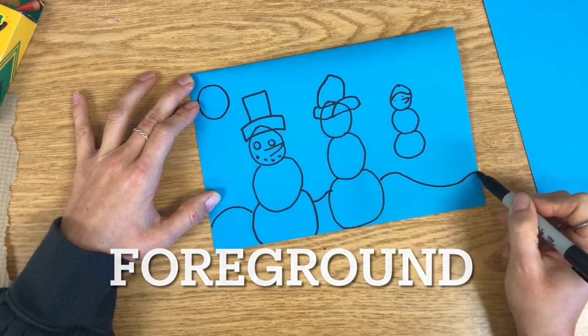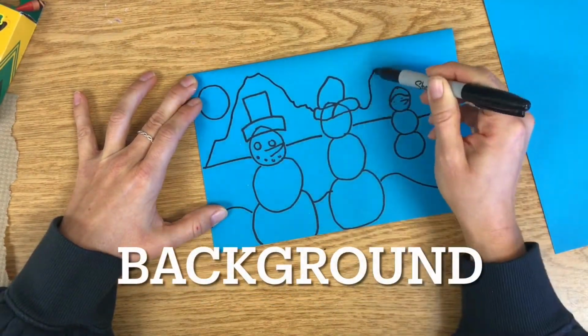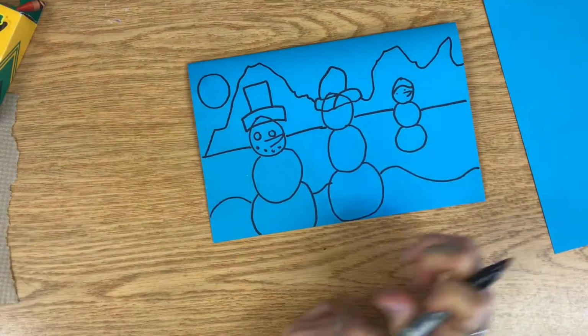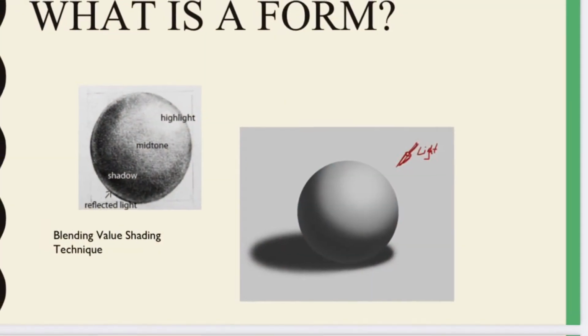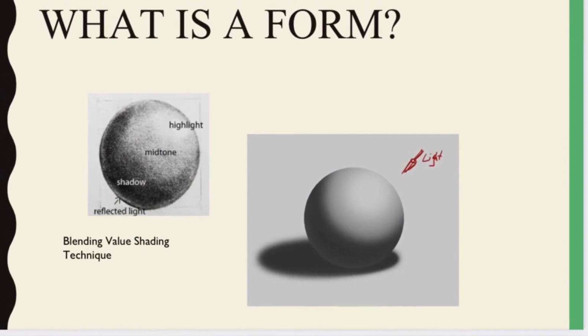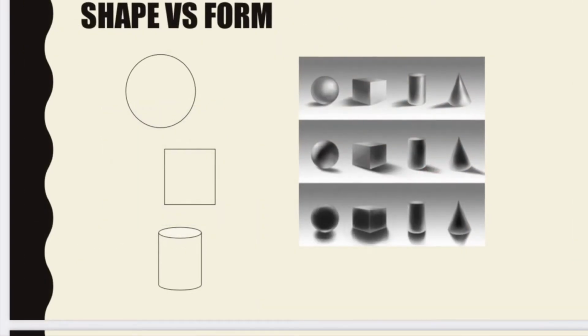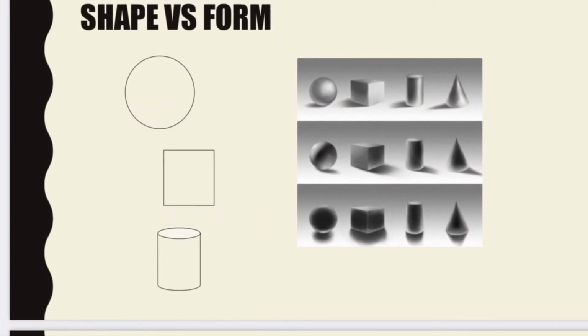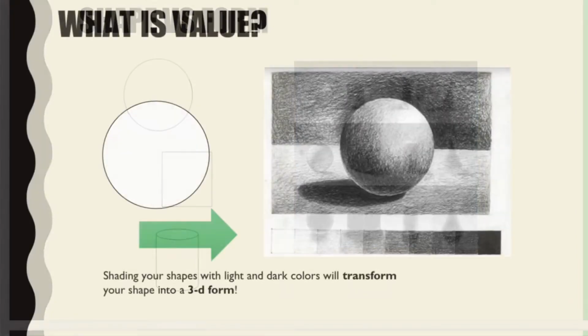Next, I'm going to work on the foreground, which is in the front of the picture. I got the middle ground in the middle and the background way in the back in the distance. We're going to be talking about forms. They're like 3-dimensional objects. A shape is flat, and a form has shading that makes it look 3-dimensional.